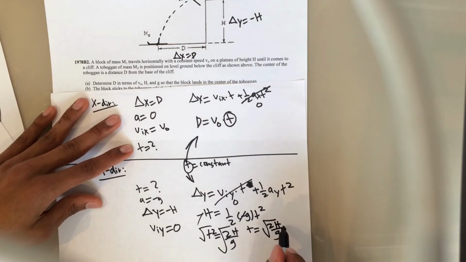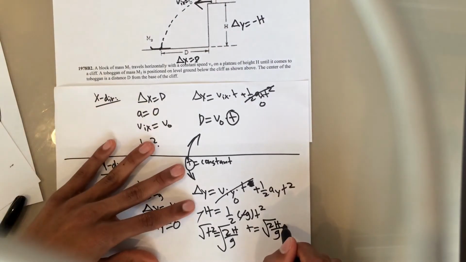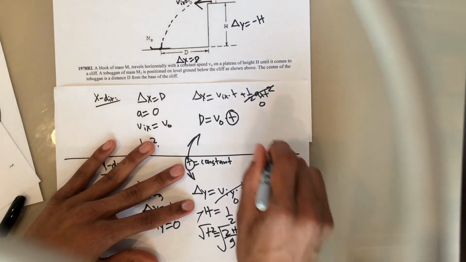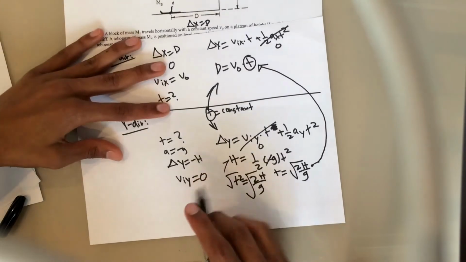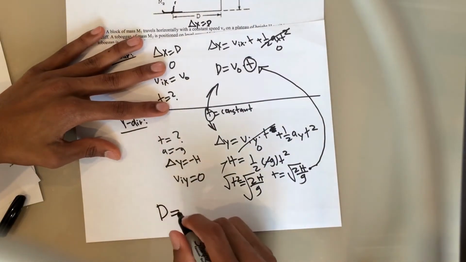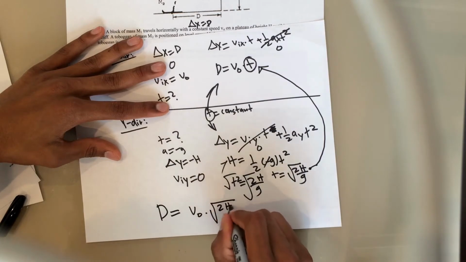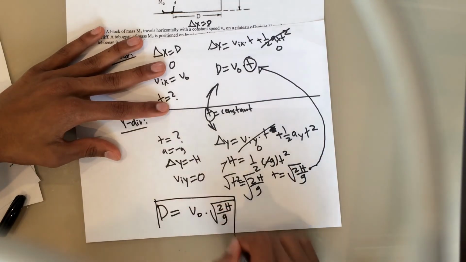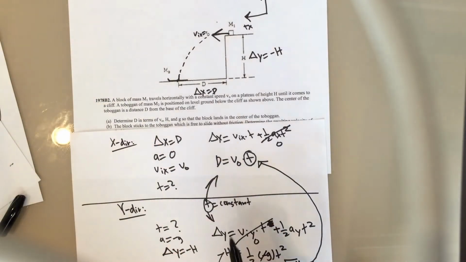So now we have our time in the variables that we're allowed to use, h and g, the fundamental constant g. Now we can plug that back into our original equation. So d is equal to v0 times the square root of 2h over g. That's our final answer. What they wanted us to find is d in terms of v0, h, and g. Thank you.